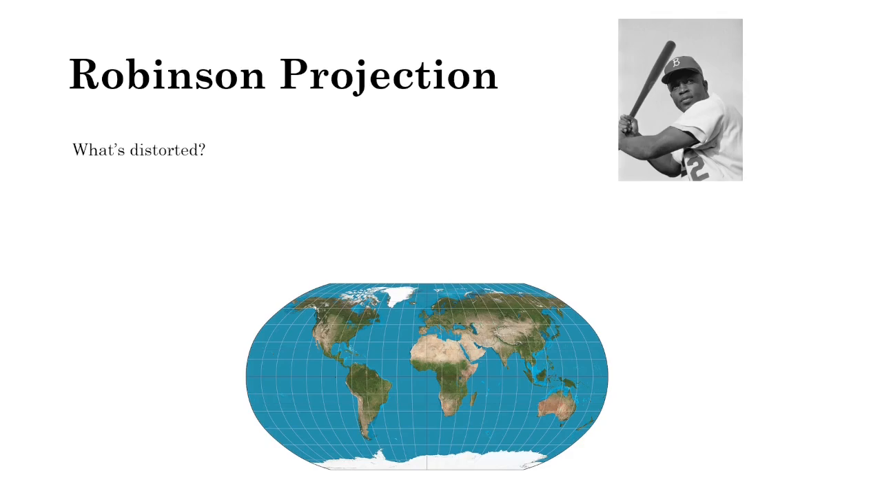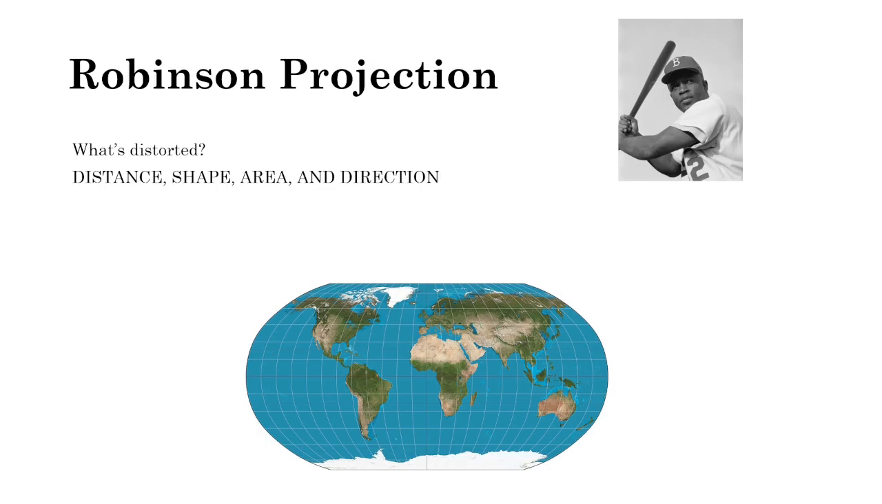Now, let's look at the Robinson projection. No, it's not named after Jackie Robinson. That would be cool, though. This is the Robinson projection. You've probably seen it as well. It's good for posters. So what's distorted? Distance, shape, area, and direction. All of these are distorted. They're all distorted in some way.